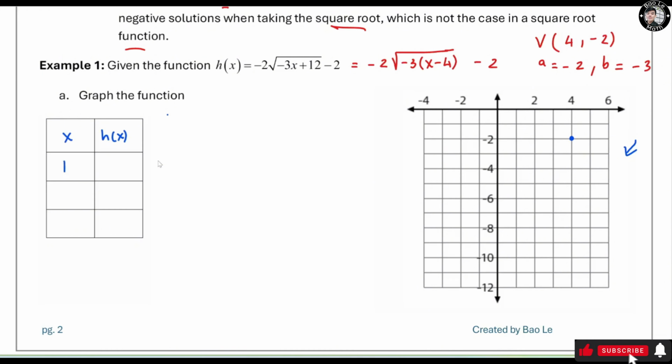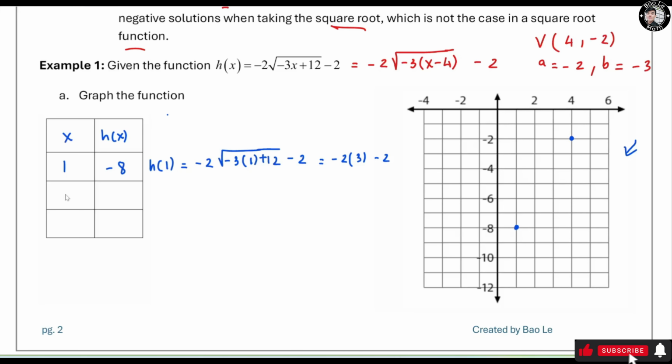First, s equals 1, so we have h of 1. It's going to be -2 square root of (-3 times 1 plus 12) minus 2, right? So it could be -2 square root of (-3 plus 12), which is 9, square root of 9 equals 3, right? Minus 2. And it's going to be -6 minus 2, -8, right? So s equals 1, y equals -8, which is right here, right?